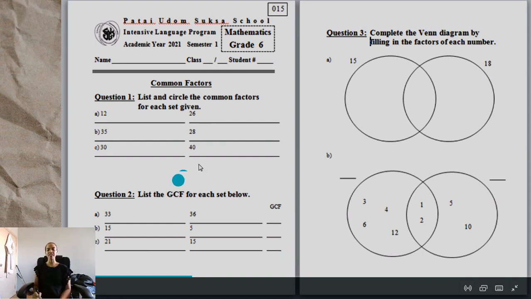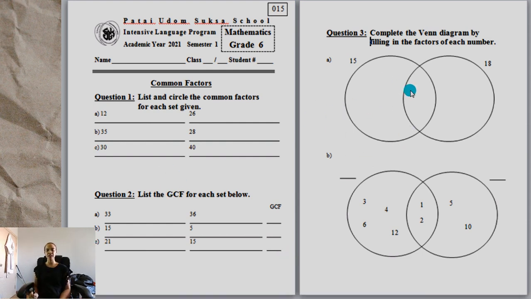And lastly, over here in these Venn diagrams, can you find any common factors between 15 and 18? The common factors go in the middle here. All the factors of 18 that are not common go here. All the factors of 15 that are not common go here.